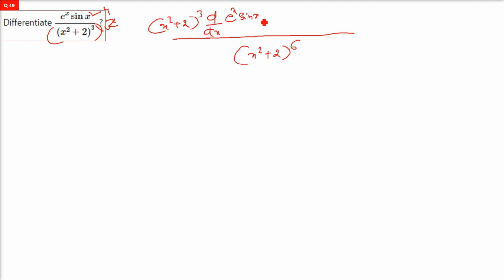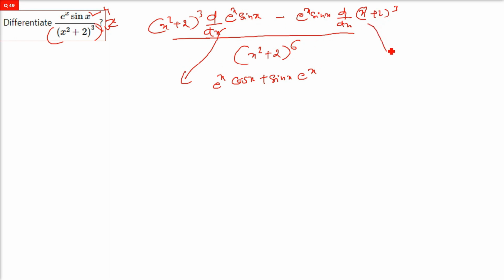We'll apply the product rule. And minus e to the power x sin x will come outside. And d by dx of x square plus 2 whole cube. So d by dx of x square plus 2 whole cube, let us see this one by one. I am differentiating the e to the power x sin x. E to the power x sin x will be cos x plus sin x will be like that only, and e to the power x will be e to the power x. So e to the power x I wrote, then differentiated sin x, then sin x, then it differentiated e to the power x. This is the first one.